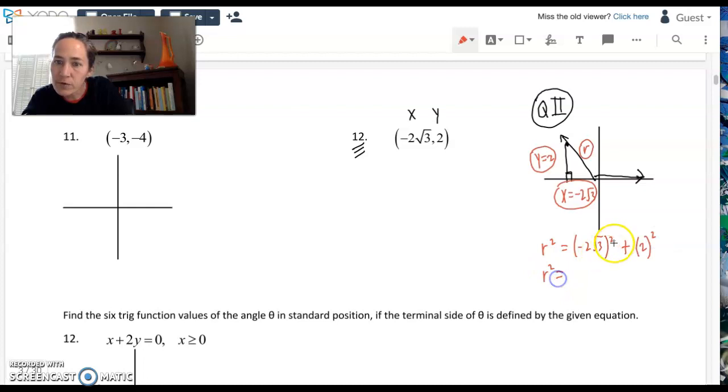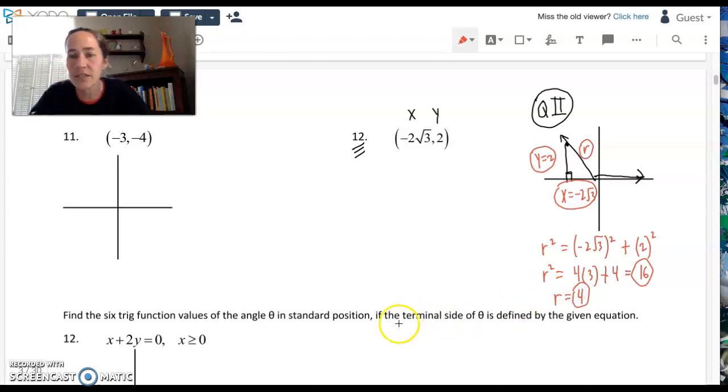So r squared equals, let's square both parts. This will go positive, 4 times 3 plus the number 4 equals 16. That means r, don't worry about a plus or minus, it's just going to equal the whole number 4. All right, let's give this a try.